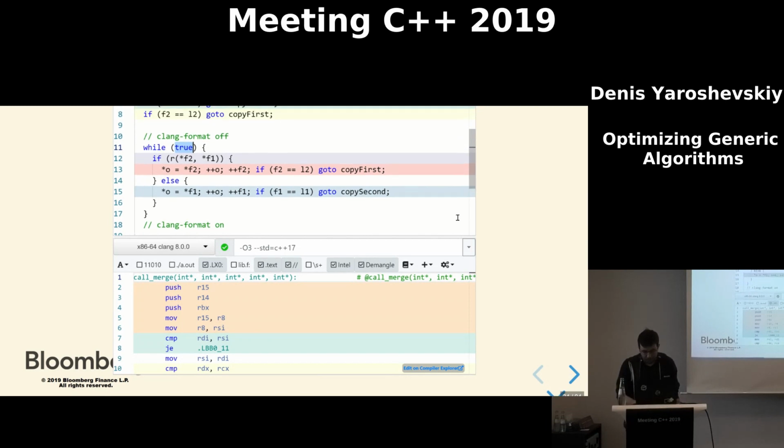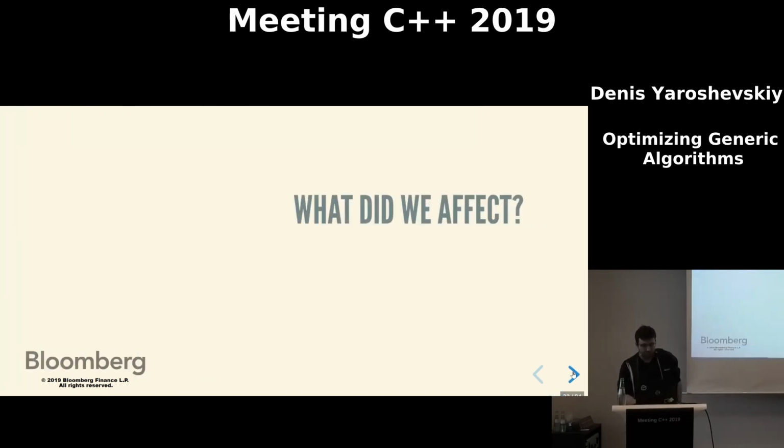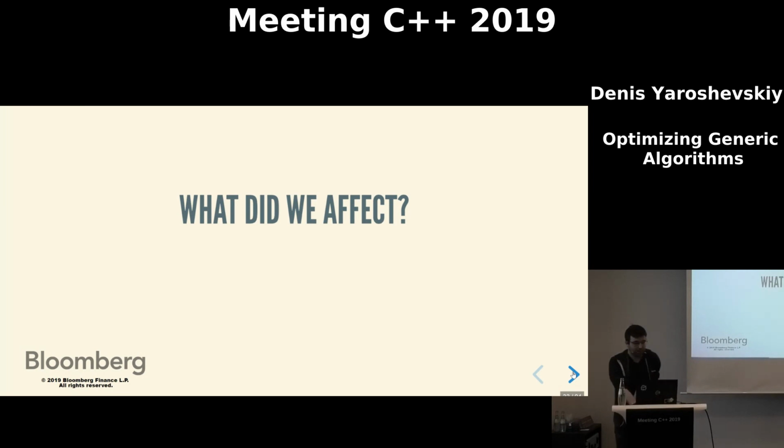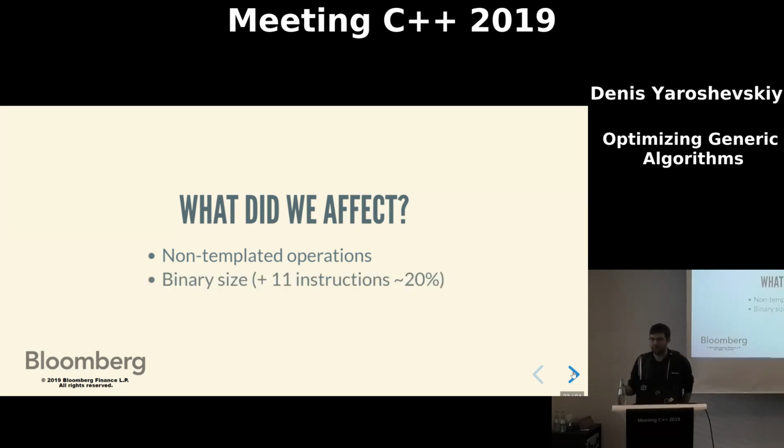We need to analyze how we did first. So what did we affect? Out of all that list, we affected only non-templated operations, like we check the boundaries differently. And we increased the binary size by roughly 11 instructions for integers. We will deal with binary size later. But let's go into non-templated operations.